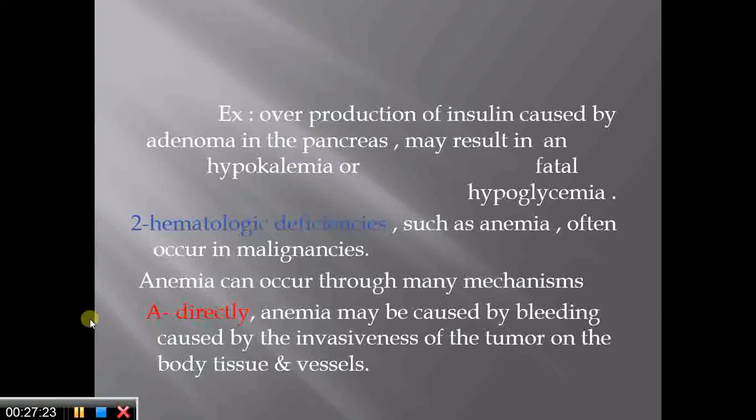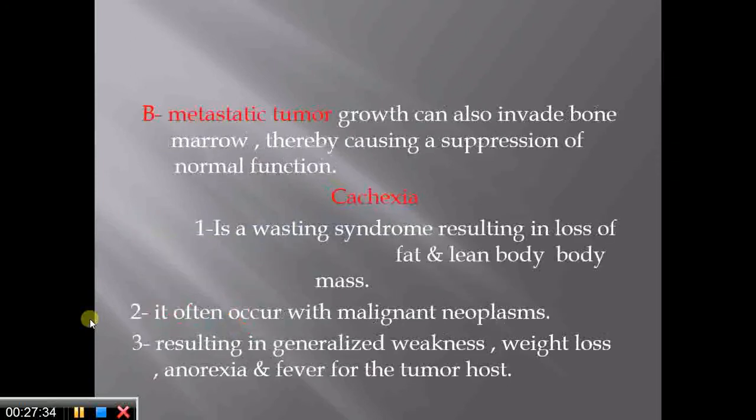Anemia can occur through many mechanisms. Directly, anemia may be caused by bleeding caused by the invasiveness of the tumor on body tissue and vessels. Metastatic tumor growth can also invade bone marrow, thereby causing a suppression of normal function.